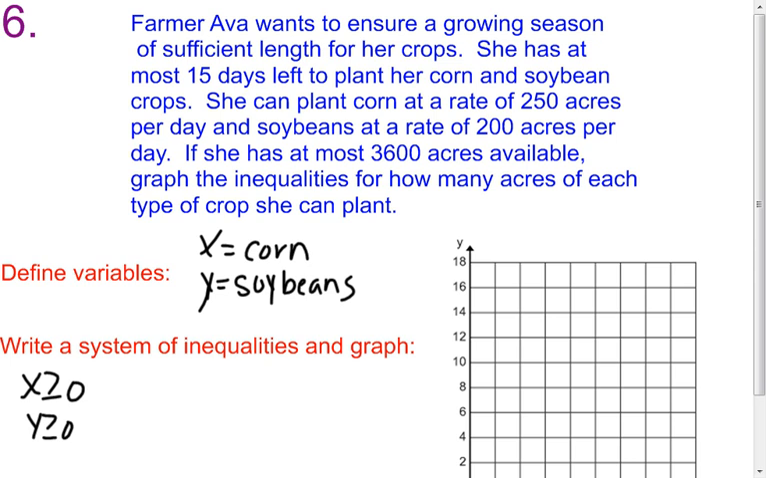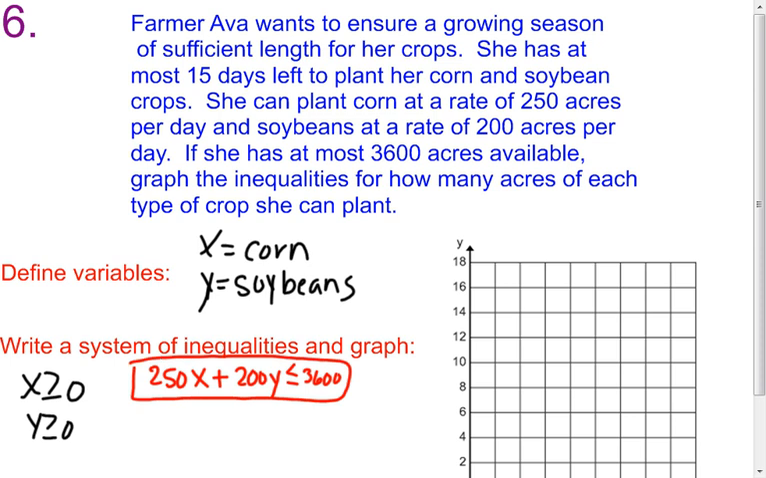She can plant corn at 250 acres per day. So 250 acres of corn, which is X, plus 200 acres per day of soybeans, so 200Y. And she has 3,600 available, so the corn and the soybeans put together have to be less than or equal to 3,600 acres. Okay, so there's that equation.